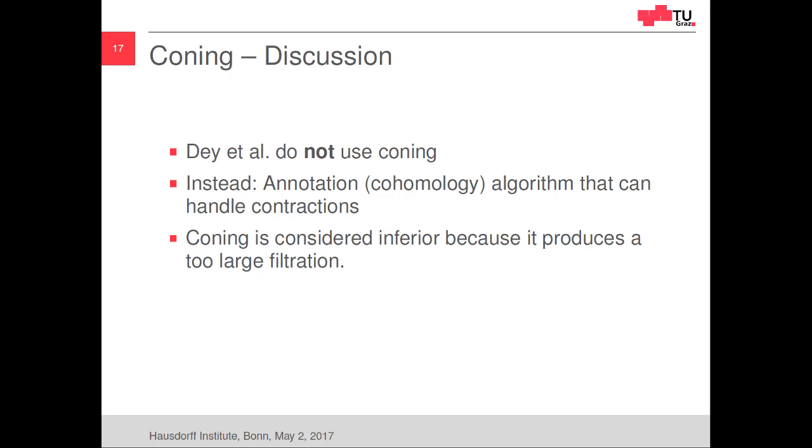Now, in this paper, Tamal and his co-authors do not use this. They just describe this, but in their algorithm, they don't use the coning. Instead, they define the annotation algorithm, which is a variant of the cohomology algorithm, and they show that this algorithm can handle the contractions directly. So they don't have to convert to a filtration. Yeah? And why does this seem to be a good idea?